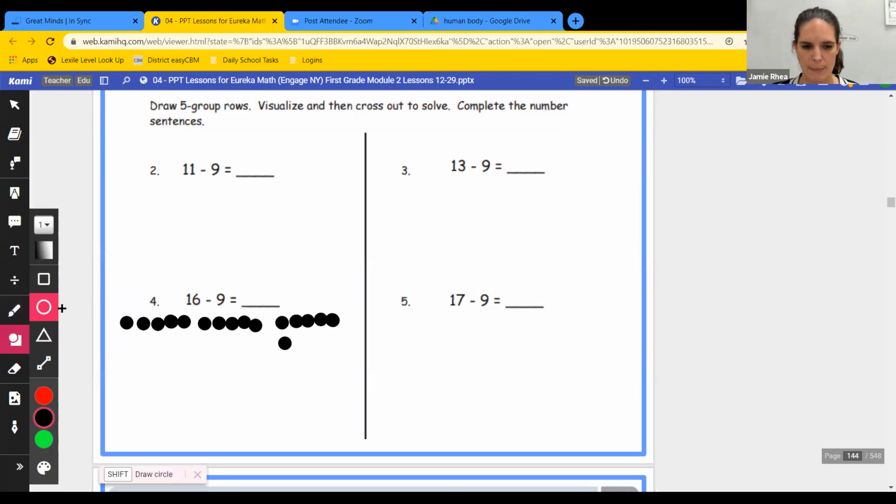I got to box my 10. So I'm going to box my 10. There we go. Now box my 10. Now let's think. What do I need to do? It says 16 minus 9.